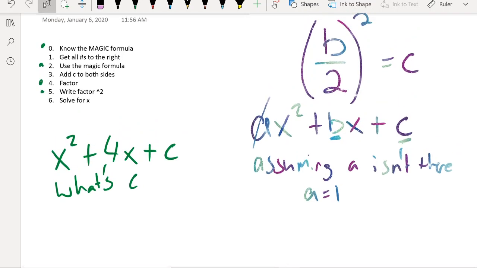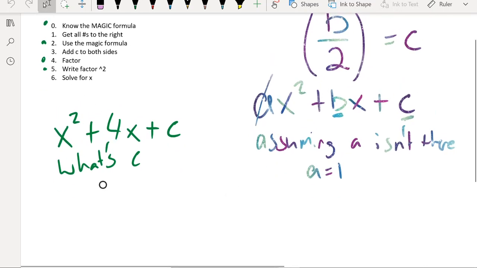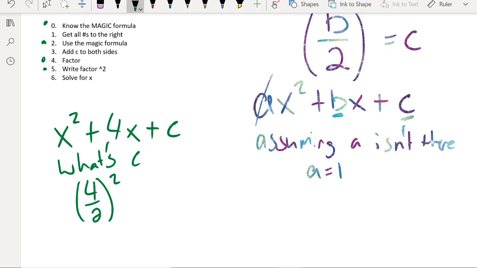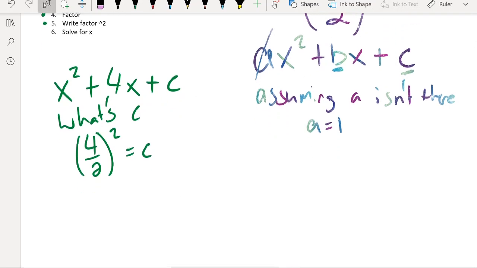Right? B over 2 quantity squared equals C. I'll probably quiz you on it later. So if we know the magic formula, then we use the magic formula. B is 4 in this case, so 4 over 2 quantity squared equals C. All right? 4 over 2 is 2, right? So 2 squared, and 2 squared is 4, so 4 is C.